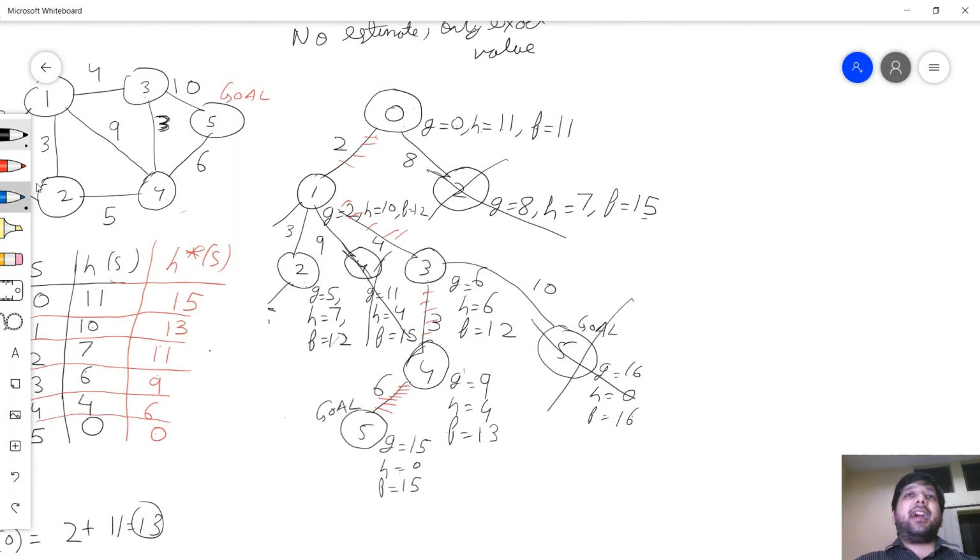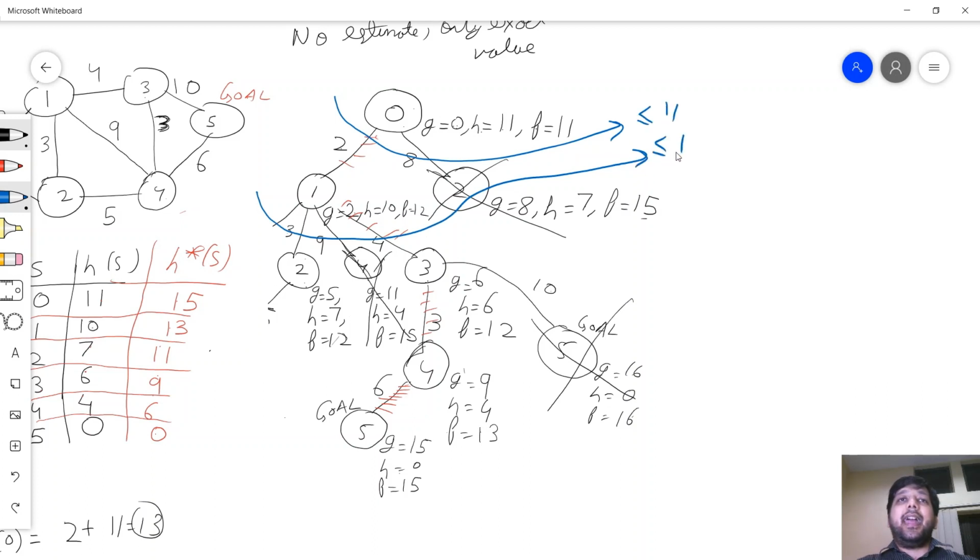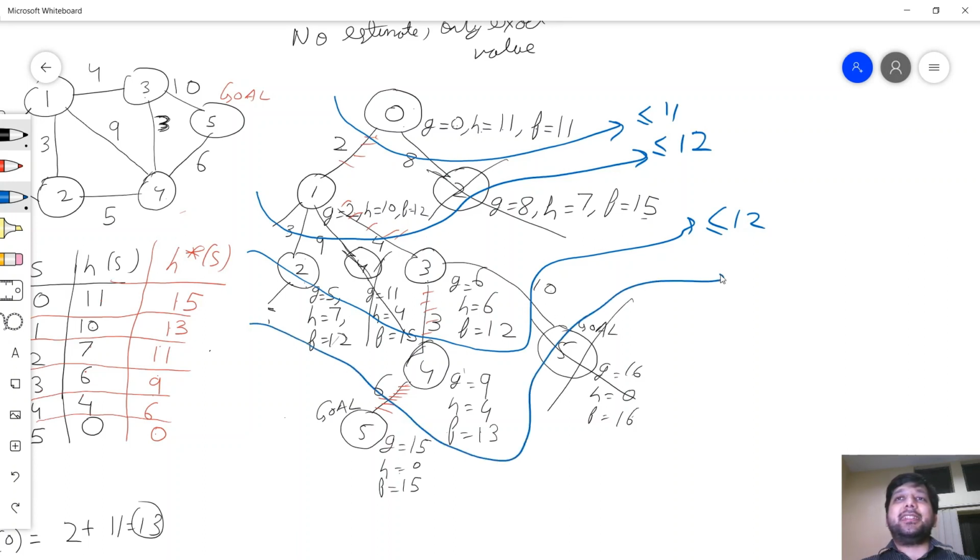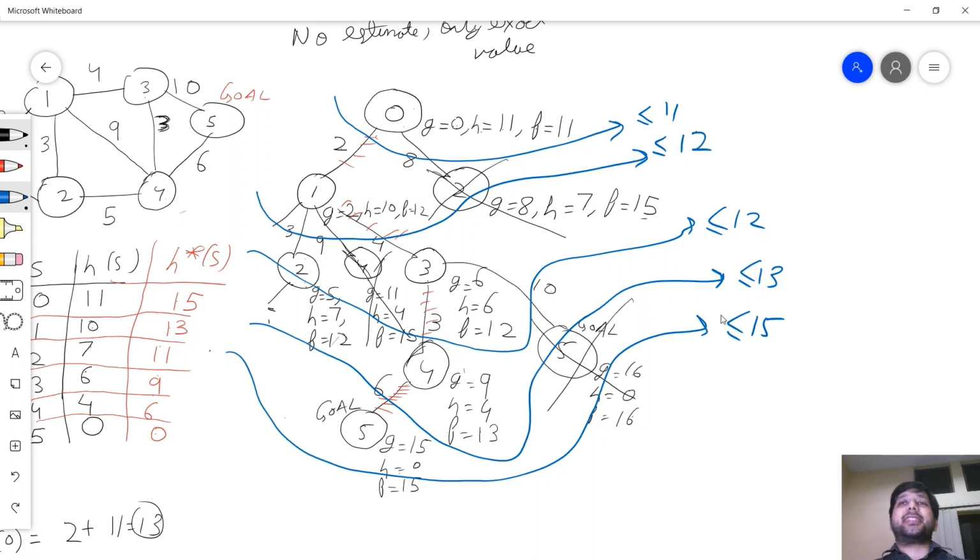So what did I do? I first processed all nodes with a F value of less than equal to 11, then all nodes with a F value less than equal to 12, then all nodes with a F value of less than equal to 13, then all nodes with a F value of less than equal to 15. So it makes contours of F values. As I go along, I increase my F values.